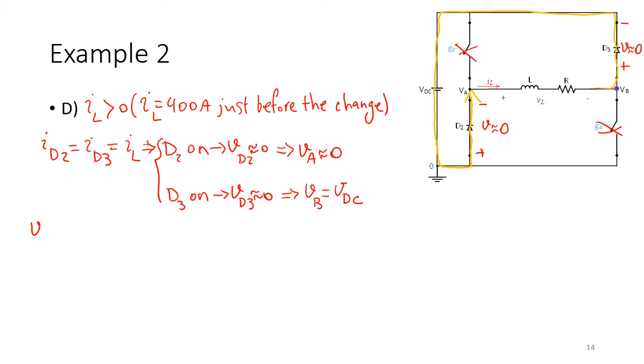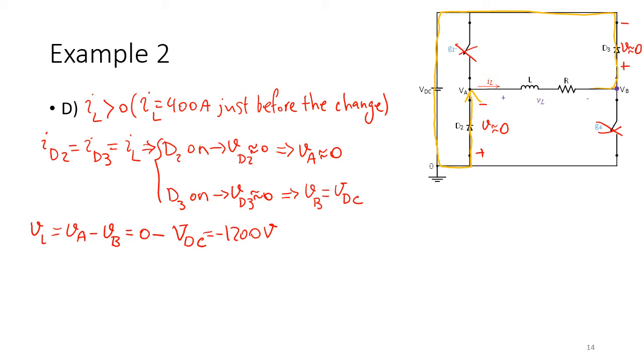So VL is equal to VA minus VB, which is 0 minus VDC, equal to minus 1200 volt. It's like we have a reverse voltage, a negative voltage across the load. So this time it starts to discharge much faster because we have excitation in the system, but in the opposite direction. It forces the current to go to 0 much faster.